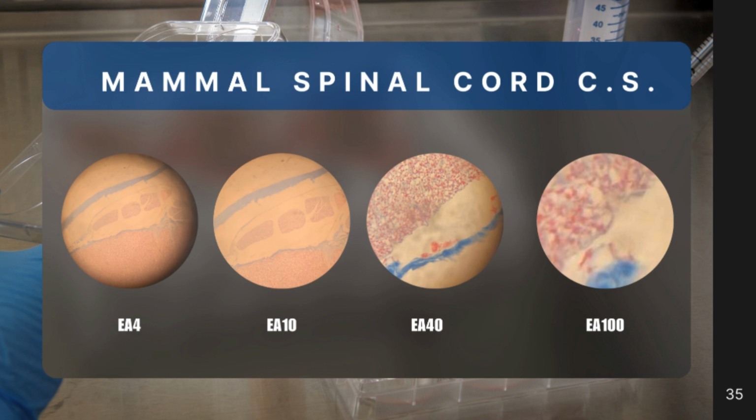Next, we have the mammal spinal cord cross-section. The mammal spinal cord cross-section would reveal gray matter in the center and white matter surrounding it. The gray matter consists of nerve cell bodies and dendrites, while the white matter consists of myelinated nerve fibers. The spinal cord would also be surrounded by a tough membrane called the meninges.